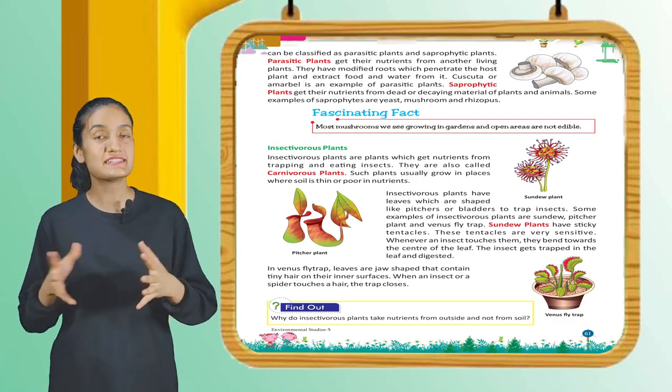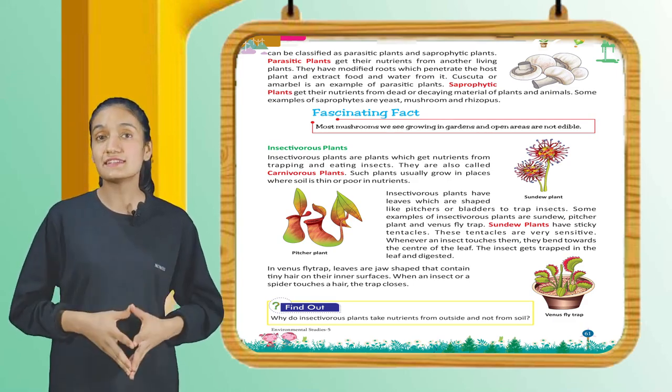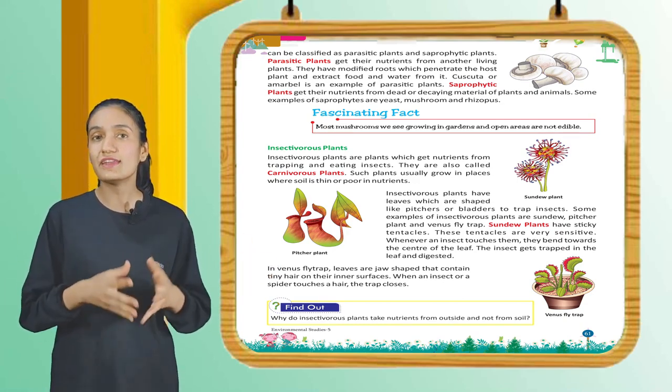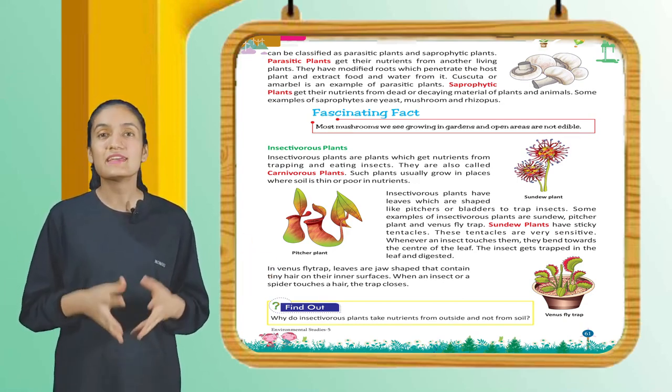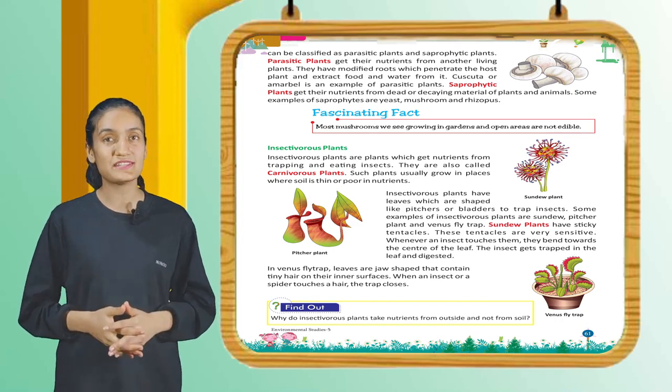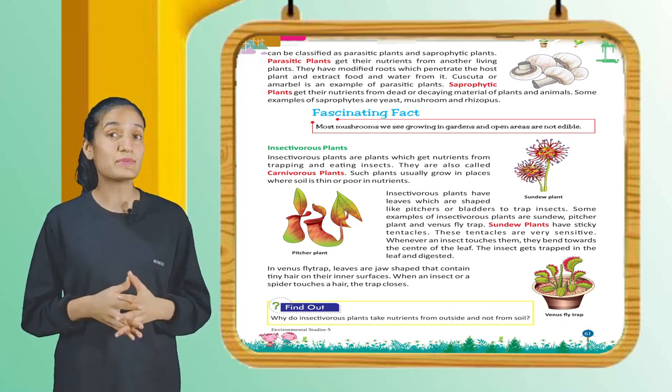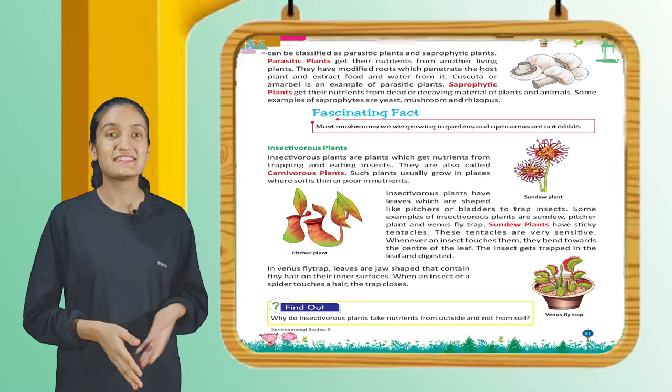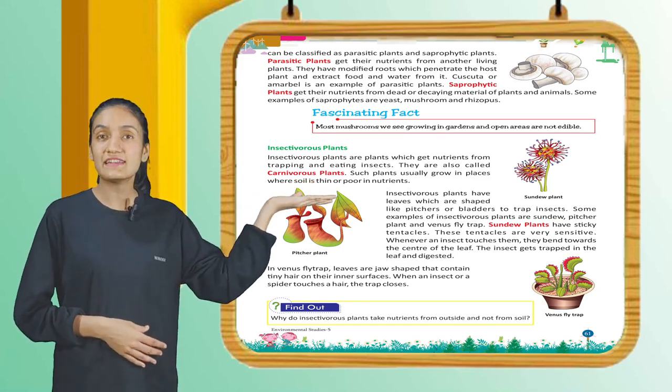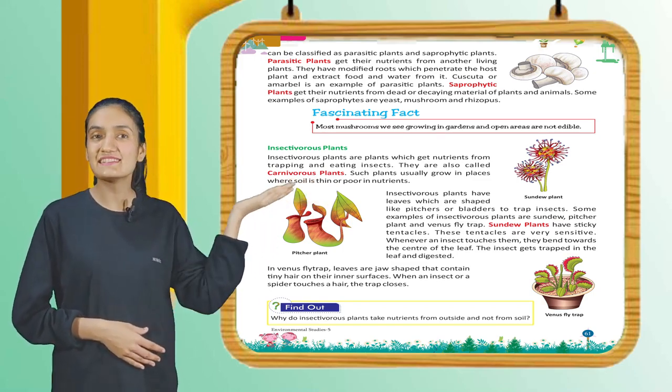Sundew plants have sticky tentacles. These tentacles are very sensitive. Whenever an insect touches them, they bend towards the center of the leaf. The insect gets trapped in the leaf and digested. Here, let's see the sundew plants and pitcher plant.